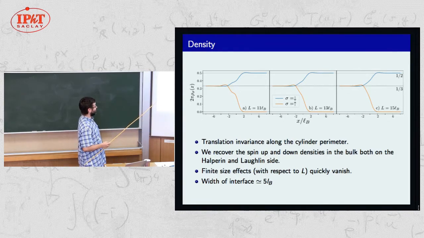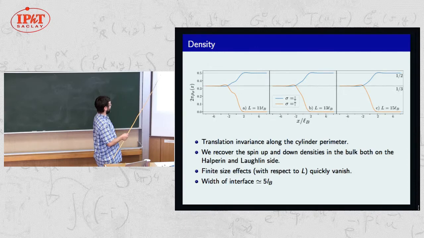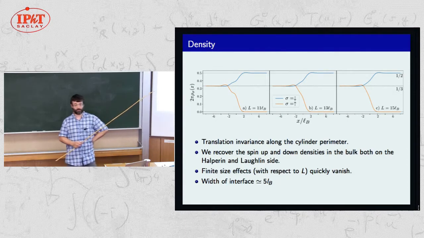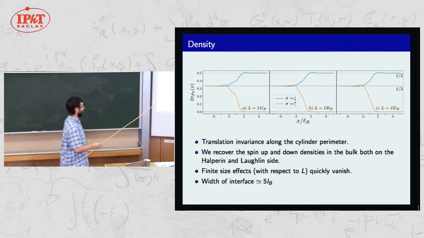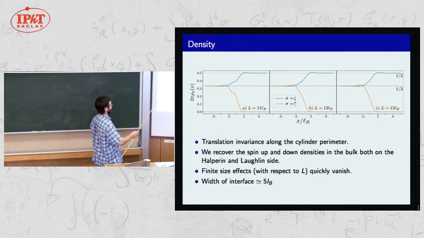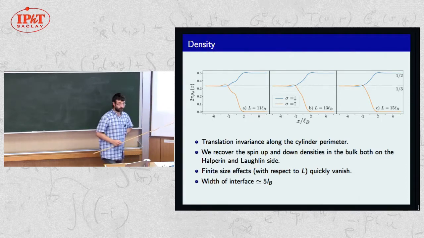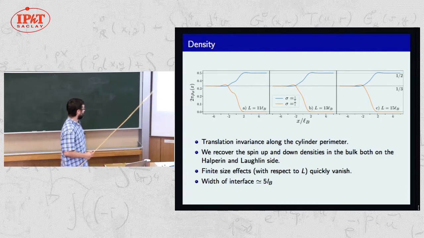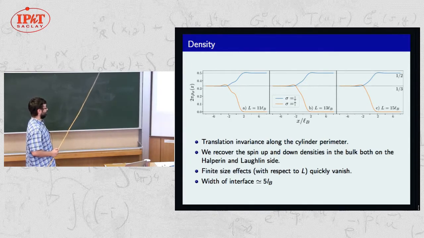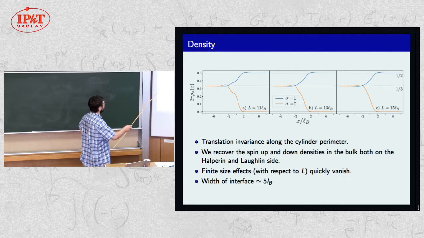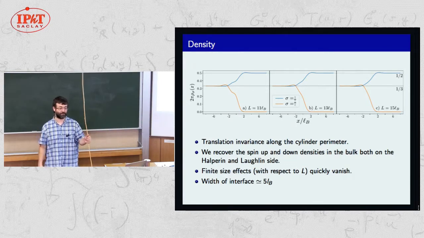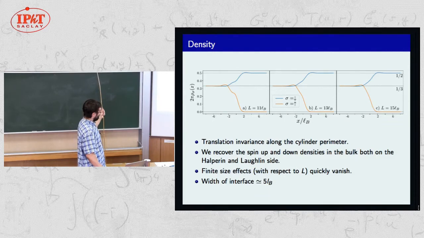So the density looks good, in the sense that if you're far away from the interface on the left, you have the right Halperin density. If you're far away on the right, you have the right Laughlin density, and things interpolate smoothly in the middle. Here there are some little wiggles, but it's a finite size effect, because if you increase the size, they go away. So as far as density goes, this looks good. The width of the interface is roughly 5 magnetic lengths. So that looks like a decent wave function.